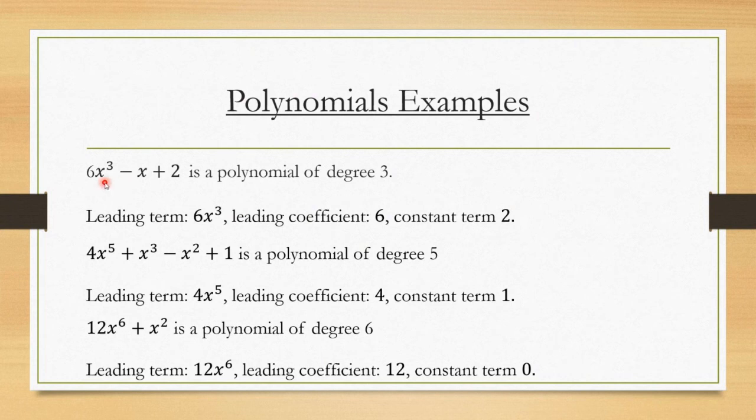Here we have a polynomial, 6x cubed minus x plus 2. Notice the biggest exponent of x is 3. So this is of degree 3. Also, the leading term is 6x cubed, because that's where the highest exponent of x appears. The leading coefficient, as you can see, is 6. The leading term is 6x cubed. The constant term is 2.